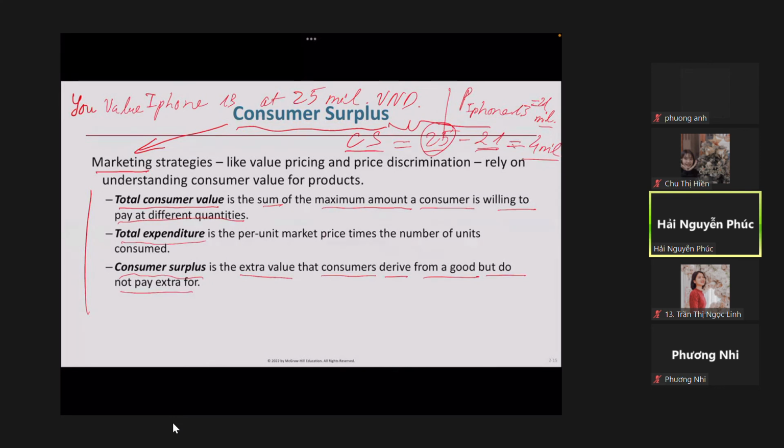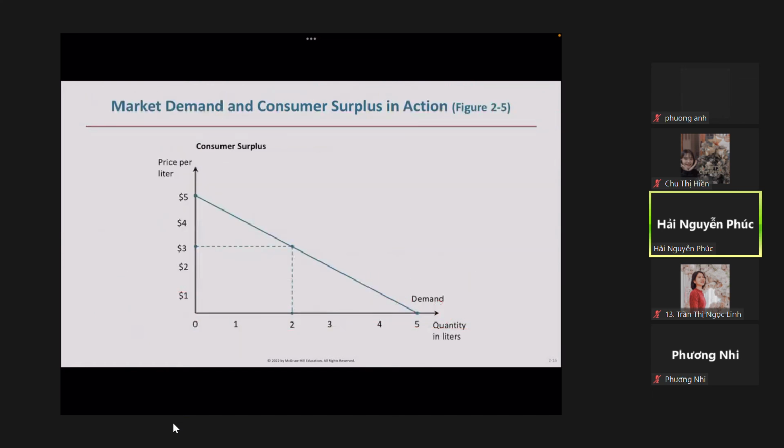In general, we have consumer surplus equal to the total consumer value minus the total expenditure. Here's the key point. Now let's do it graphically. Here's a graph. Here's a market demand. We are going to derive the consumer surplus at a given price level.